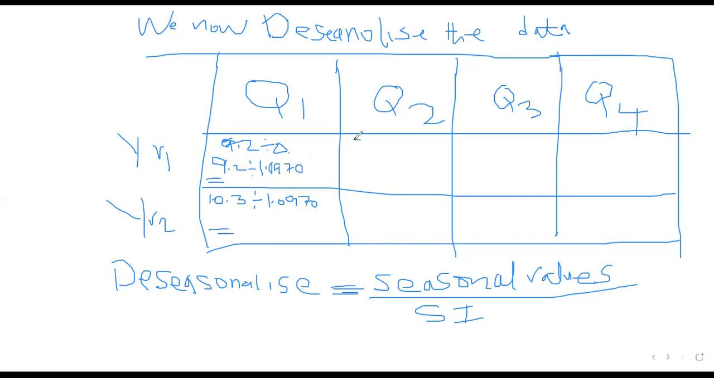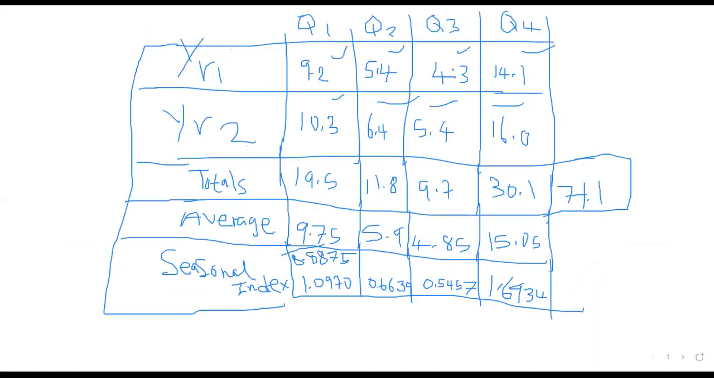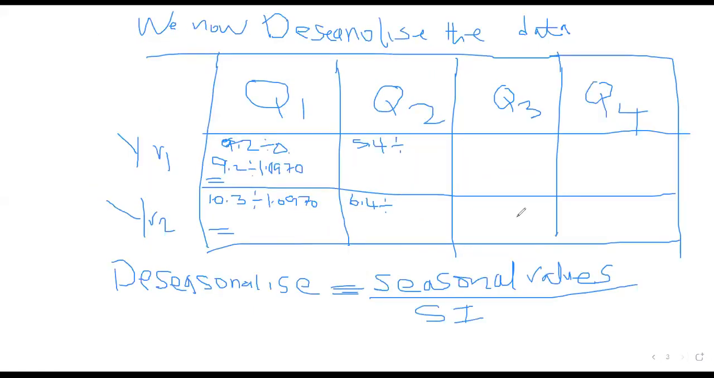Then here we go for 5.4 divided by, and here 6.4 divided by, the seasonal index for this column, which was 0.6630. Even here, 0.6630. So we can get the answer here.